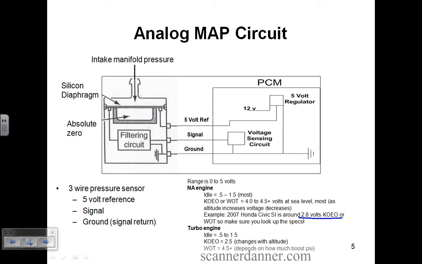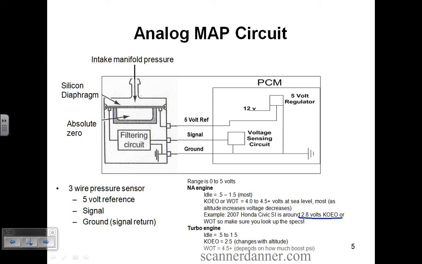But notice the range of this map. It seems to me like this car was set up to use the same map sensor and computer system for also a turbo design. It looks that way to me. Why is the Honda voltage so low, key on, engine off? It would be that. So that's pretty cool. Make sure you look up your spec.